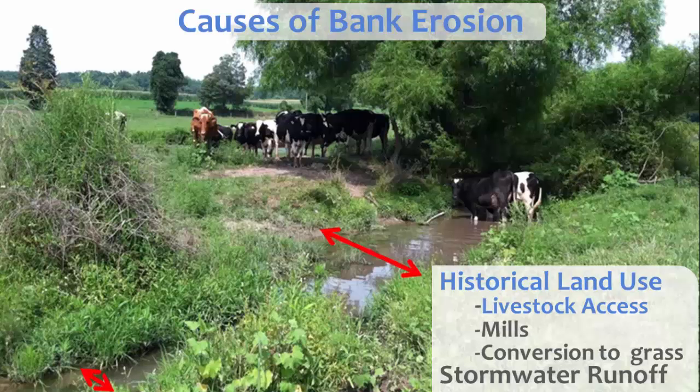Before we get started, it's important to discuss the causes of bank erosion and why the practice of live staking might be needed. The causes for bank erosion can be broken down into two main categories: historical land uses and stormwater runoff. Here we see an example of a historical land use.